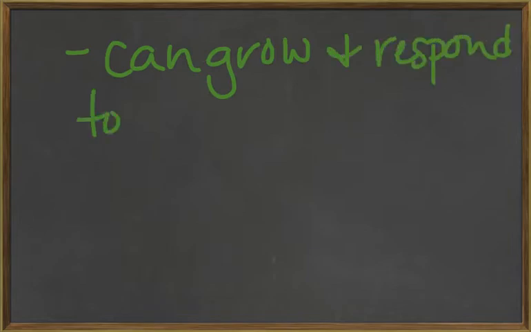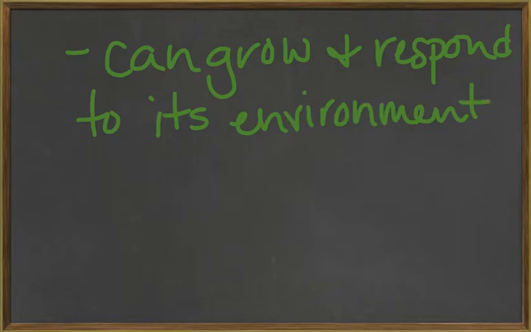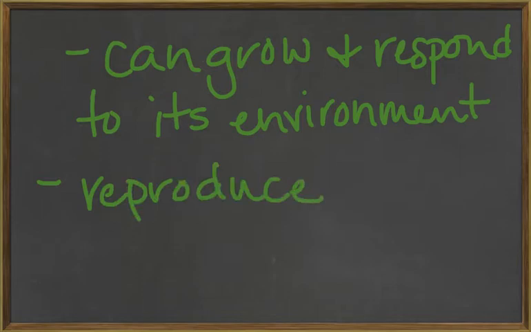Cells can also grow and respond to their environment, meaning that you can affect how cells respond. If we have a cut, then our cells respond to the cut by creating more cells in order to replace the ones that got beat up. Cells can also reproduce, and we'll talk about that this year.